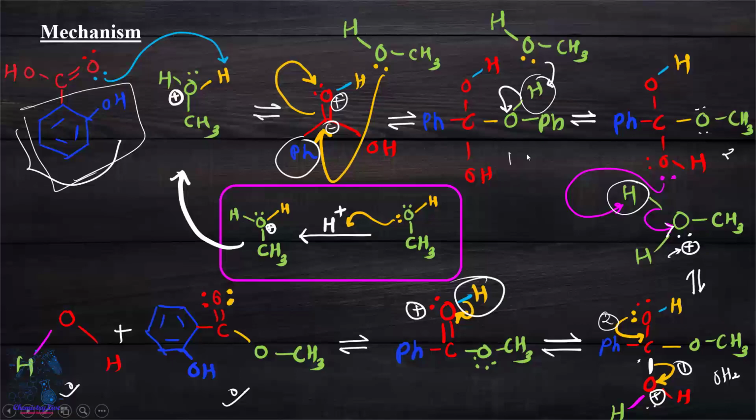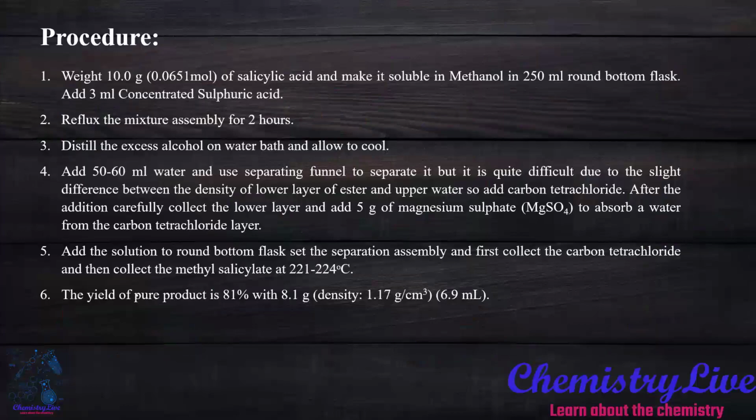Now we take a look at the procedure for how to prepare methyl salicylate. In the procedure section, weigh 10 gram of salicylic acid and dissolve it in a 250 ml round bottom flask.